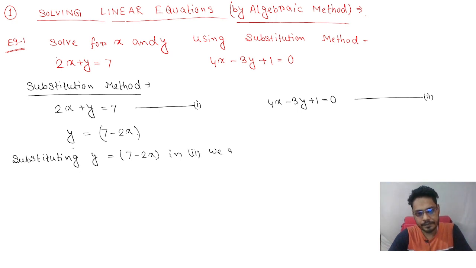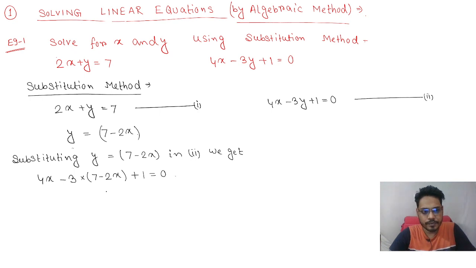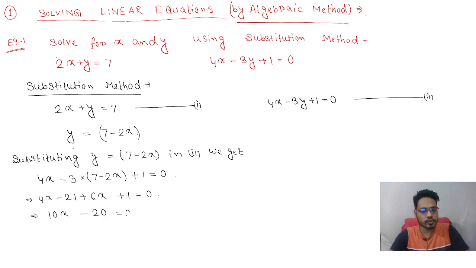What we will get? We get that 4x minus 3y. Y means 7 minus 2x. So that means we put the value 7 minus 2x instead of y, plus 1 is equals to 0. Now calculate it. 4x minus 21 plus 6x plus 1 is equals to 0. Now 4x plus 6x, that means 10x. 10x minus 20, so minus 21 plus 1, that will be minus 20 is equals to 0.